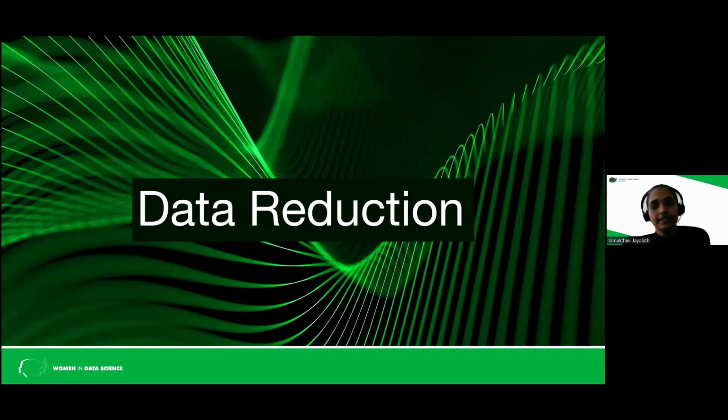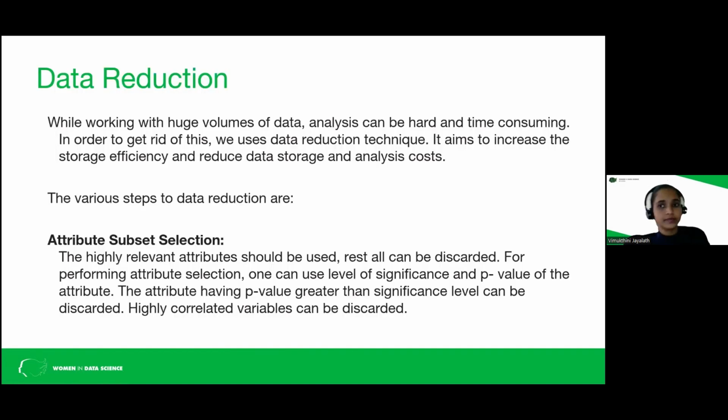So this section is about data reduction. While working with huge volumes of data, it's really hard. So when it comes to, for example, cancer data, genomic data, we can see the number of variables to analyze is quite high. So we have to go ahead with data reduction techniques in order to get a data set which is easy for us to process and for the tools to process. So the first way of data reduction is attribute subset selection. So that would be taking off the variables that don't really give us a proper p-value or significance.